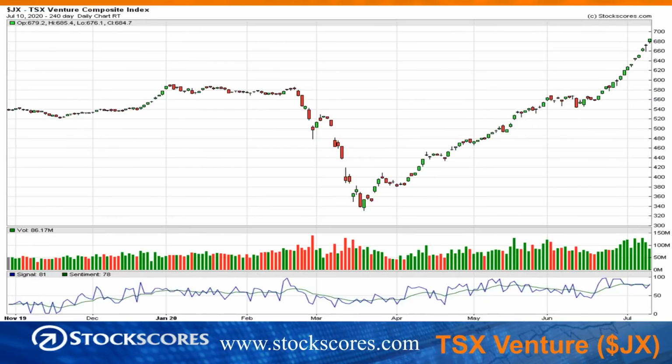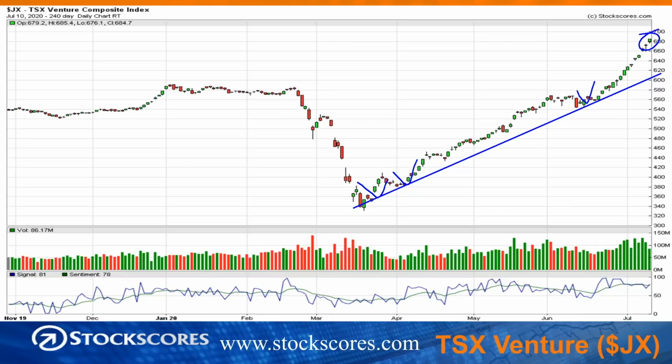On to the TSX Venture, you can see we are really running higher on this market. If we define our trend line, something like that, again, touching off of those inflection points. And right now we are way above the trend line. That means this market is risky.